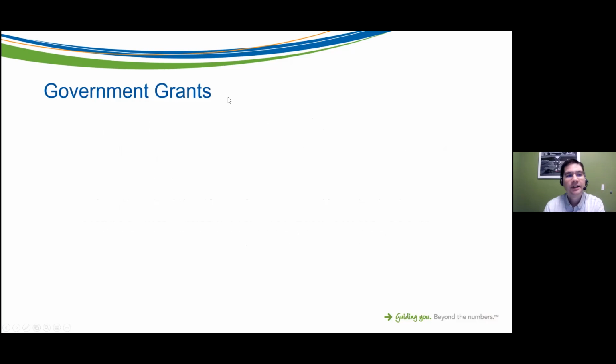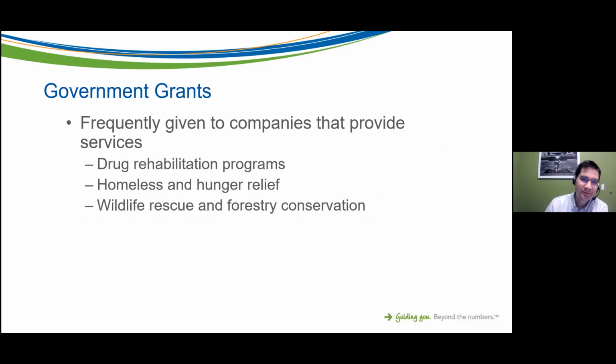And finally, let's look at the big one with government grants. So frequently what I've seen, and you may have had experience with this, is that they're given to companies that provide services. I worked with companies that run drug rehabilitation programs, homeless and hunger relief, and going off in a different direction, wildlife rescue and forestry conservation.